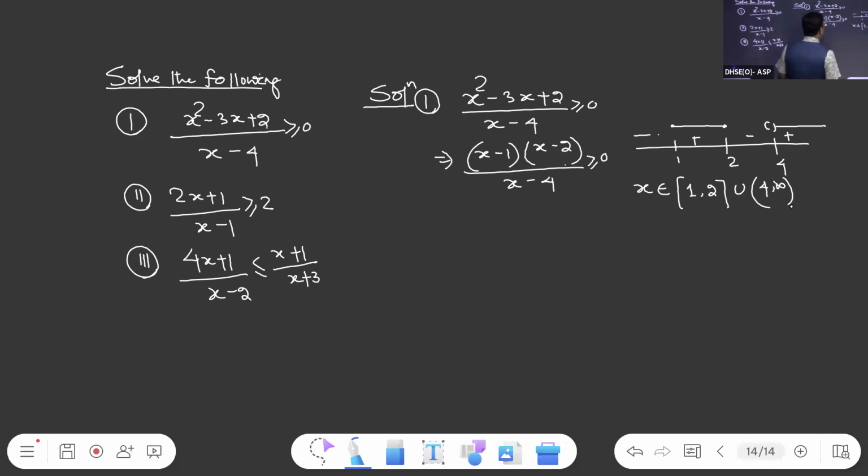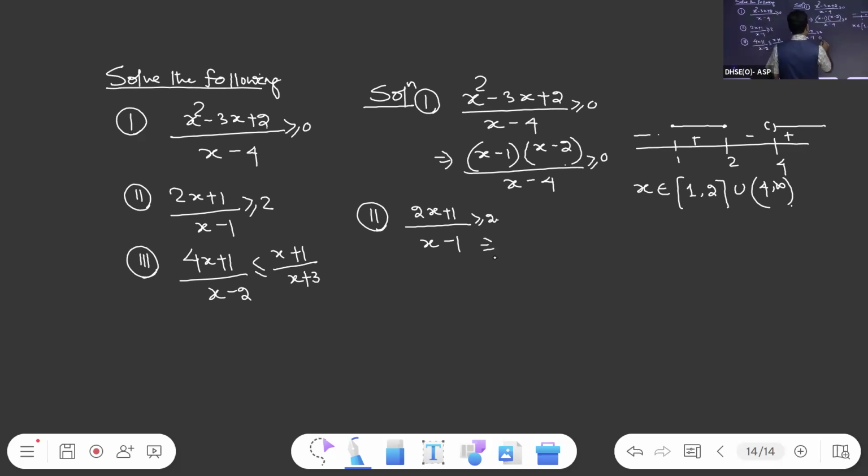Then come to question number 2. The question number 2 is 2x plus 1 upon x minus 1 is greater or equal to 2. While solving this type of inequality, some students commit some simple mistakes. They multiply the denominator to both sides. They cross multiply the expression, but it is not allowed. While you are solving inequality, it is not allowed to cross multiply the terms because you don't know whether the denominator is a positive expression or a negative expression. If the denominator is a positive expression, then directly you can multiply. Otherwise, you have to bring down the constant quantity to the left hand side and solve it.